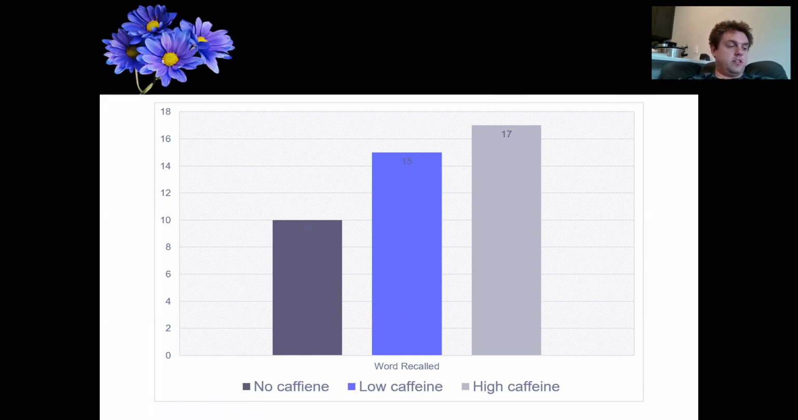And then you're adding that third condition, but really all the logic is the same as with a two-group design. So you're going to take the mean number of words recalled for the no caffeine group, and then the mean number of words recalled for low caffeine, and then the high caffeine.